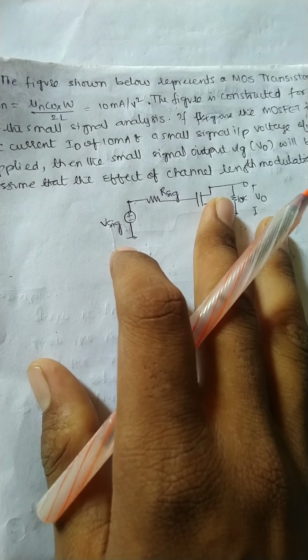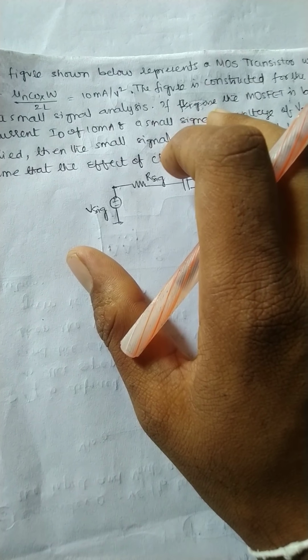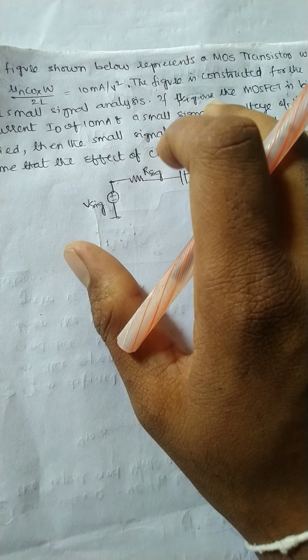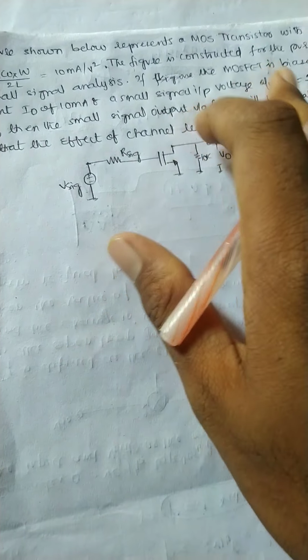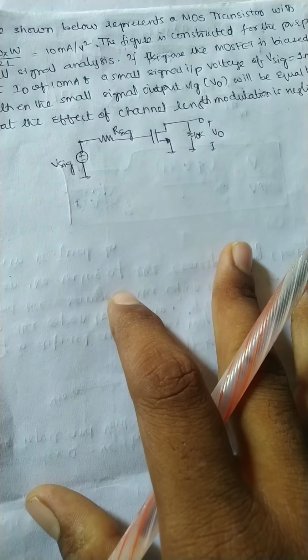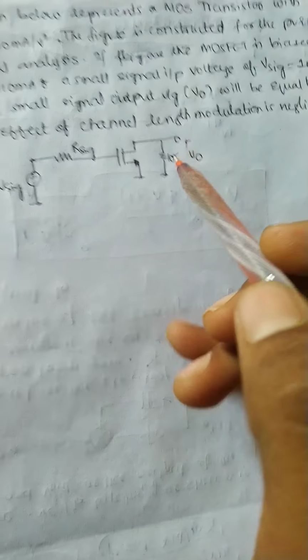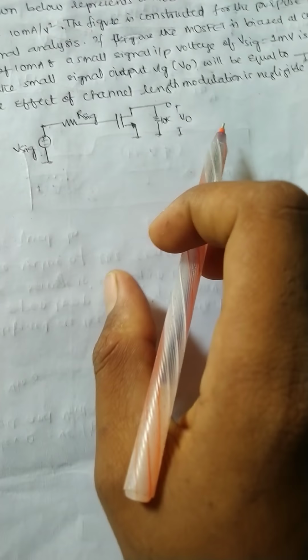The figure shown below represents a MOS transistor with Kn constant 10 milliamps per volt square. The figure is constructed for the small signal analysis. If the MOSFET is biased at DC current 10 milliamps and a small signal input voltage of 1 millivolt is applied, then what will be the small signal output voltage? We have to calculate the small signal output voltage. Here they have given that channel length modulation is negligible. So for our figure, we can calculate the solution.